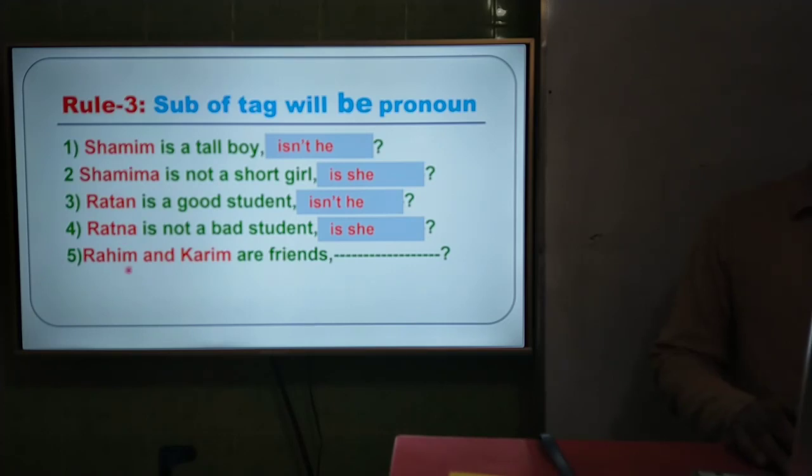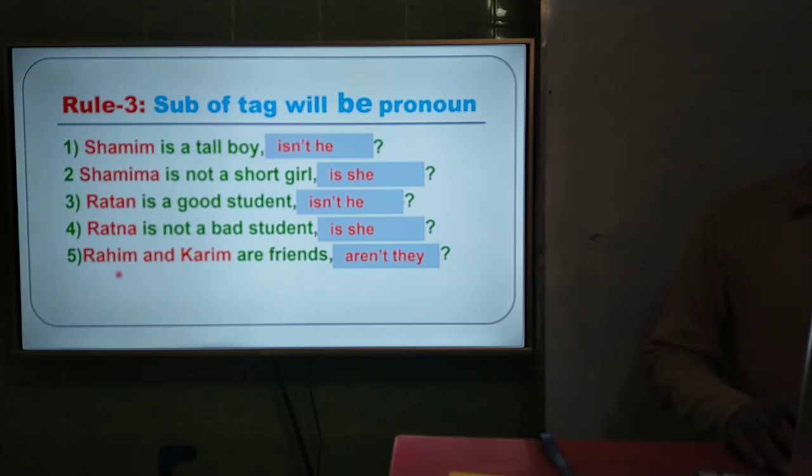Now the fifth one, Rohim and Korim. Here the subject is in plural form, and the operator is "are", so "are" will come here to make this tag question. The tag question will be in negative form, and the short form of "are not" is "aren't". So the answer will be "aren't they", and "they" has come instead of Rohim and Korim, because the subject is plural, so we have to use the plural form.